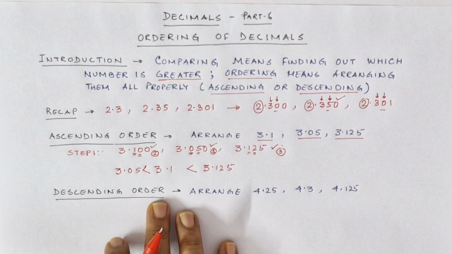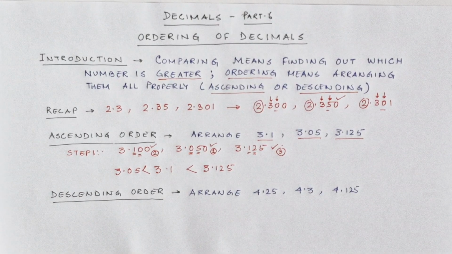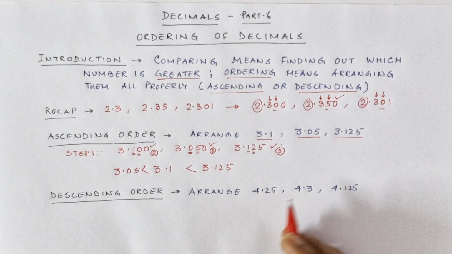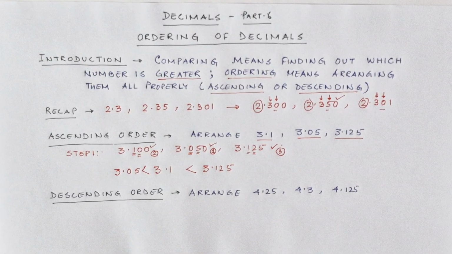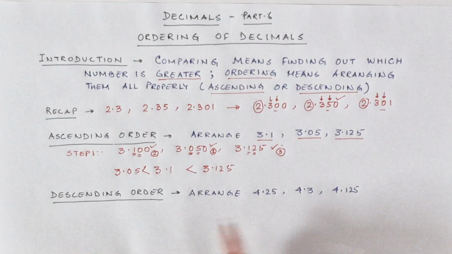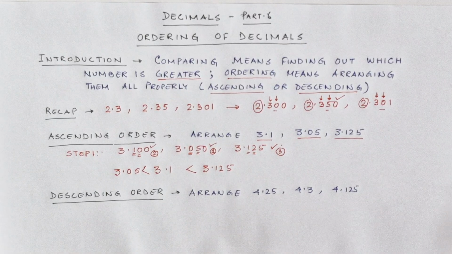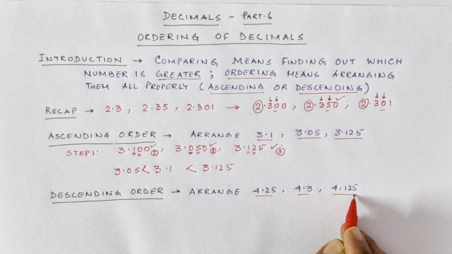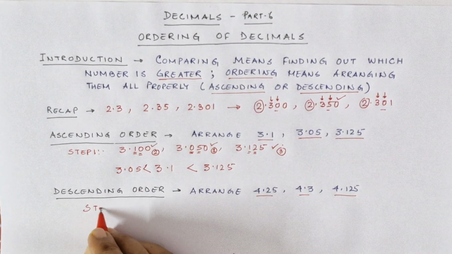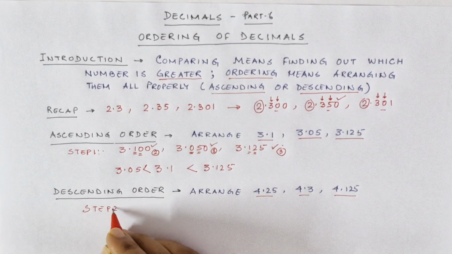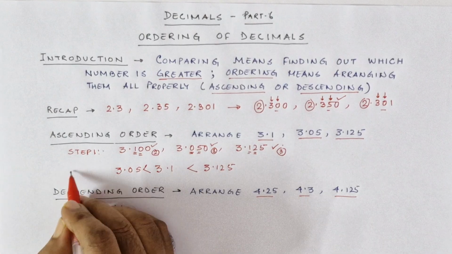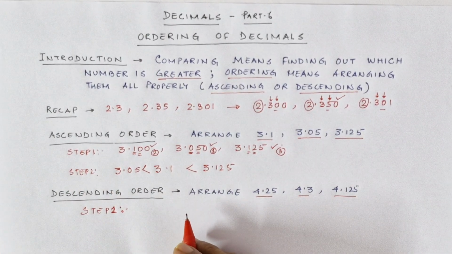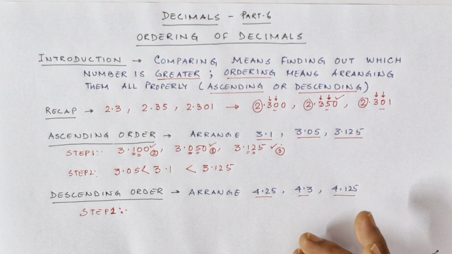Now let's come to descending order. It's just the opposite of what we have learned. Say we have taken an example: arrange the decimals in descending order. Descending order means greatest to smallest. We have taken 3 decimal numbers. The first step would be the same. Step 1 would be to convert them into like decimals.